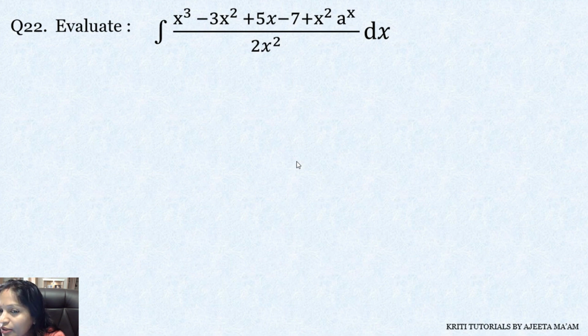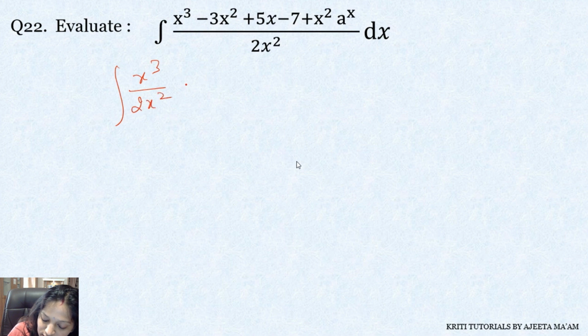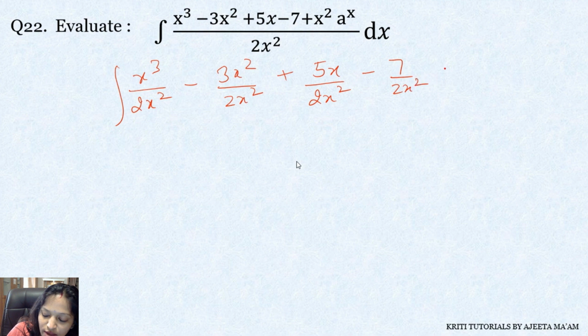So no factorization can be done, nothing. Let's separate the terms now. Let's separate the denominator now. Okay, now let's do it one by one. So we get here x cube upon 2x square. Here we get minus 3x square upon 2x square. Here we get 5x upon 2x square. Here we get minus 7 upon 2x square. And here we get x square a raised to x upon 2x square.